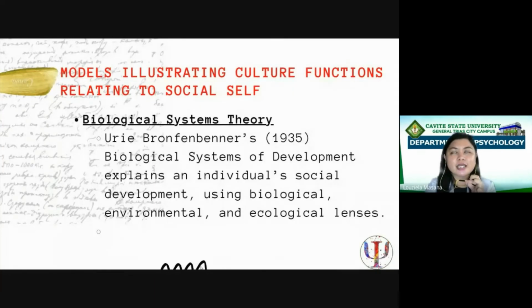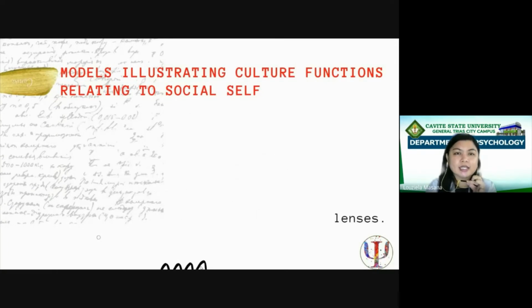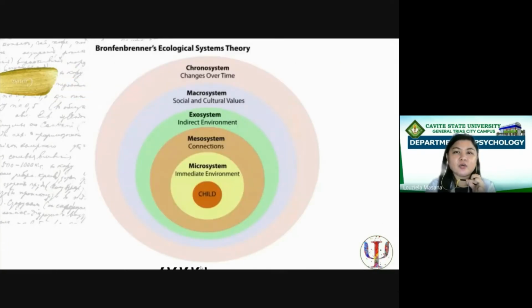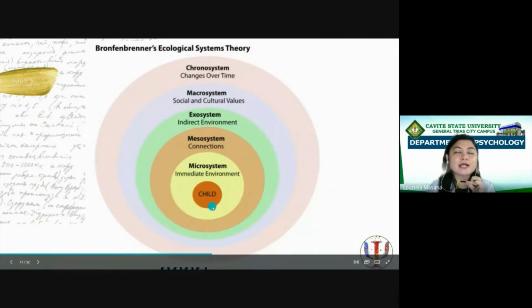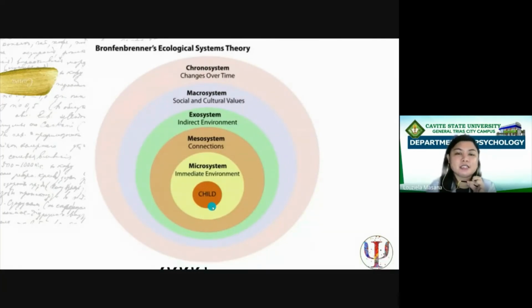He's actually an American psychologist. So ang kanyang context ay yung individual social development using the biological, environmental, and ecological lenses. Ito yung kanyang model. So being a person, meron daw tayong mga spaces, systems na tinatawag. Of course, meron tayong mga immediate environment. Ito yung mga family natin, yung mga close contact natin.